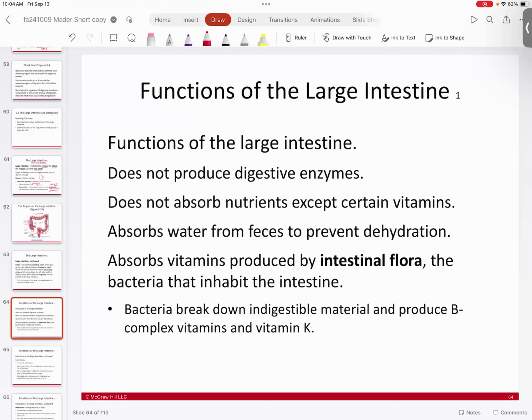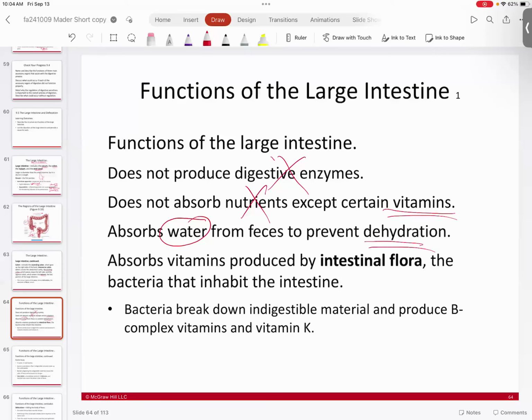So what does the large intestine do? Well, first of all, it doesn't produce any enzymes, so there's no digestion there. It doesn't really absorb nutrients, except some vitamins. It will absorb some vitamins, not very many. So it's not doing absorption. The one thing it does do is absorb water from the feces. This allows you to prevent dehydration. So one of the reasons why diarrhea comes out watery is because your large intestines aren't absorbing the water correctly.